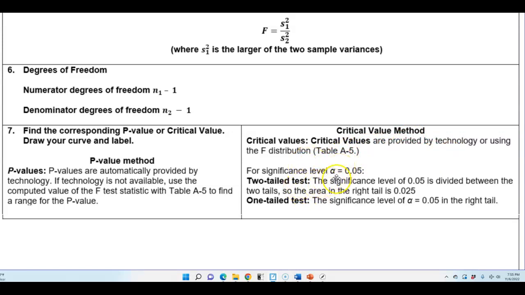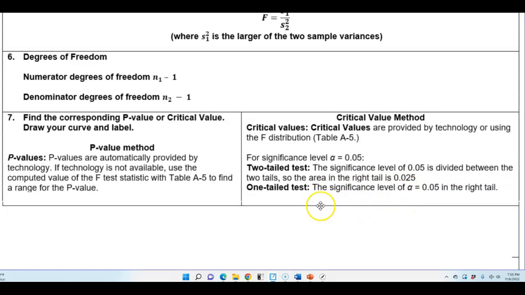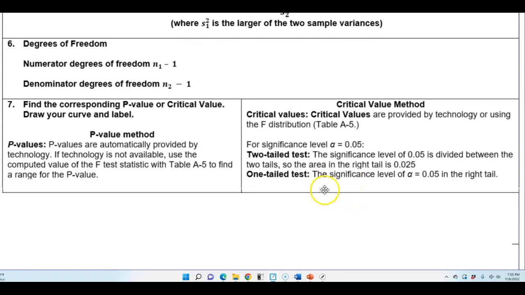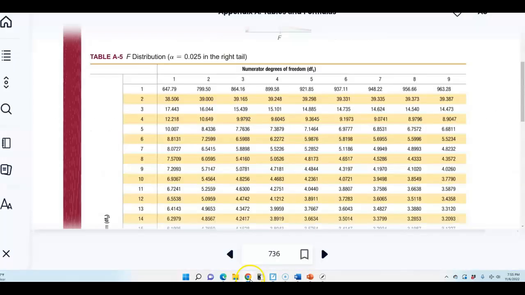For significance level alpha equal to 0.05, in a two-tail test, the significance level of 0.05 is divided between the two tails, so the area in the right tail is 0.025. In a one-tail test, the significance level of alpha equals 0.05 is in the right tail. So let's open up the appendix. Here is table A5.